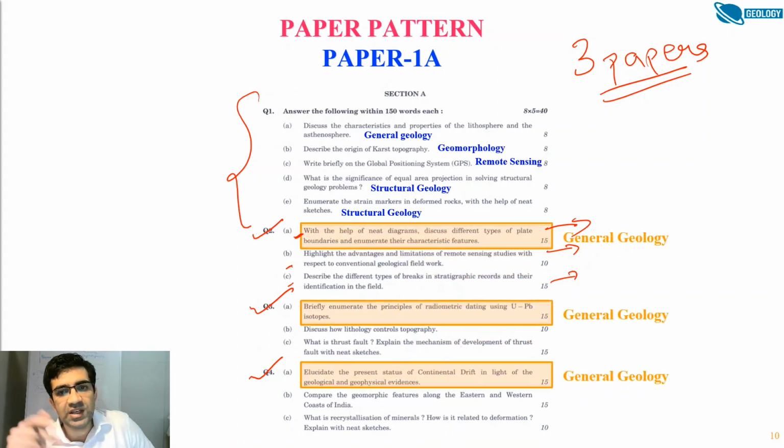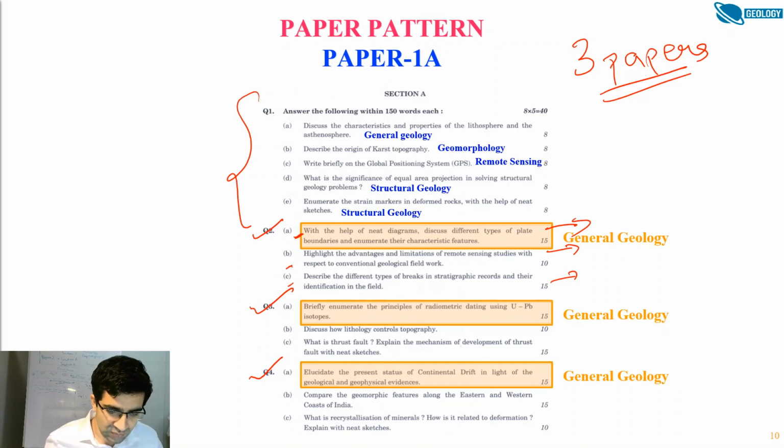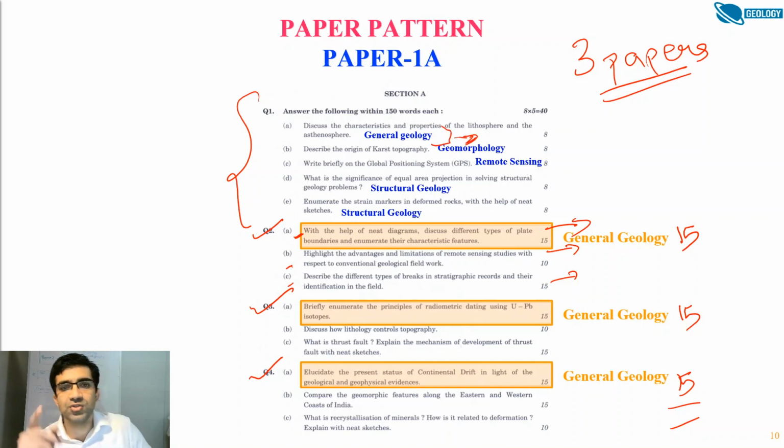Now you see that the first sub question, part A of question 2, 3 and 4, was from general geology. Another thing you notice is that each of these questions is of 15 marks. In question number 1, general geology had just one question, whereas there were 2 questions from geomorphology and remote sensing and 2 from structural geology. So this is where it is compensated for. All the questions from general geology are now of 15 marks each.